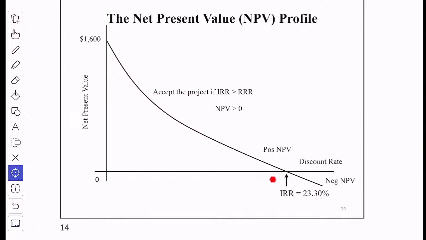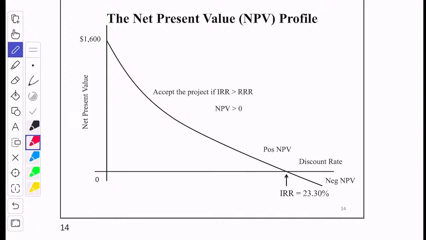So the internal rate of return indicates where the project is unacceptable. As long as you're using a discount rate that's smaller than this internal rate of return, you should accept the project because the project will be a positive NPV project. So that's what this says. Accept the project as long as the internal rate of return is bigger than the required rate of return. That's what that means.